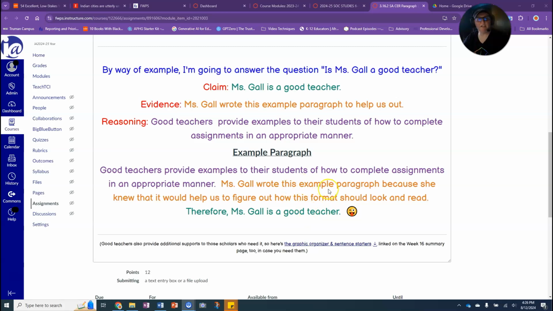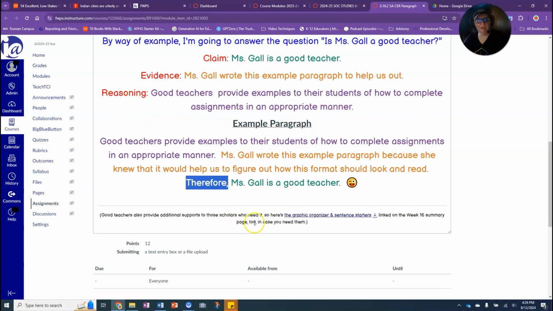So I expanded my evidence sentence out just a little bit. Right? I explained really what it meant to help us out. And this "therefore," that's my transition word, right? That's how I'm moving from my reasoning and my evidence into my claim, right? Okay. So that's the format that I want you to follow for stuff like this.